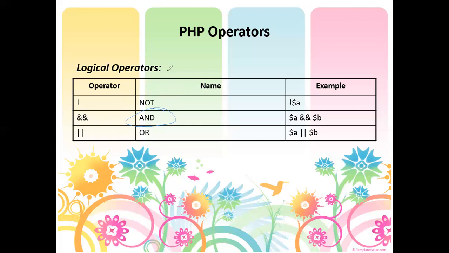So you have two conditions to satisfy. So two conditions. And that means you need now to use the double ampersand. So two ampersand signs for that.